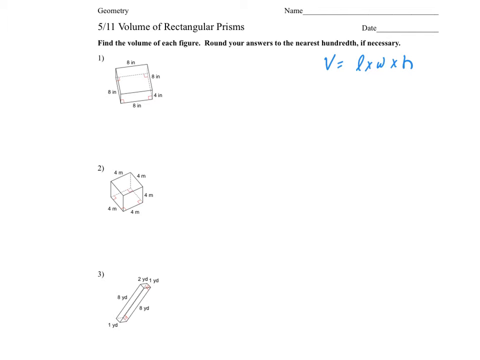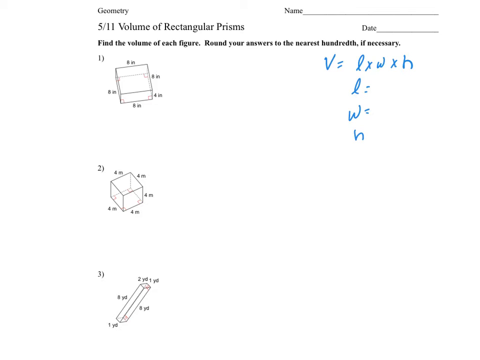Good morning. So today's lesson is about volume of rectangular prisms. And as you see above, the formula is volume equals length times width times height. So these are the easy ones. You're going to need to find your length, your width, and your height.